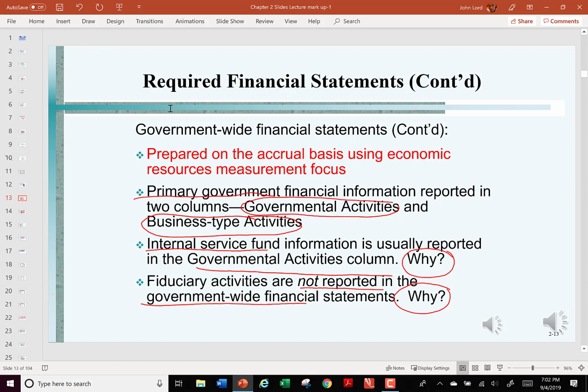Now, when we're dealing with enterprise funds, which we know go in business type activity, for the most part the customers are entities, businesses, and individuals that are outside of the government. For example, let's say you don't pay your water bill. What happens to you? They'll shut it down, right?